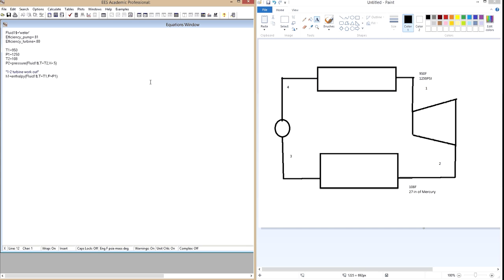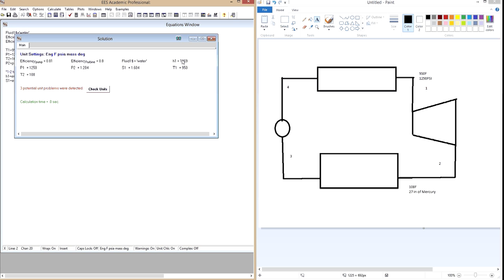Entropy as well. So I use S1 as an entropy variable, and so the S, I'm going to write entropy and then fluid, T equals T1, P equals P1. So now I have enthalpy and entropy as state 1. H1, S1.